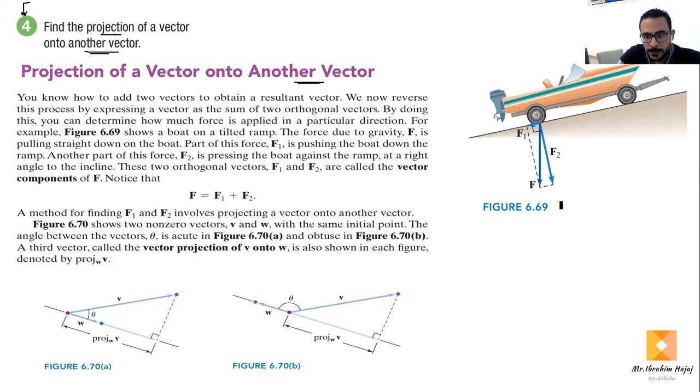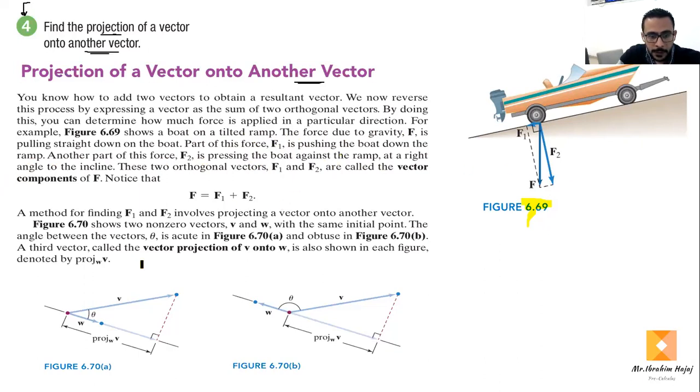For example, here is figure 4.6.69. It's a boat on a tilted ramp, and the force due to gravity F is pulling straight down on the boat. Part of this force, F1, is pushing the boat down the ramp. Another part of the force, F2, is pressing the boat against the ramp.